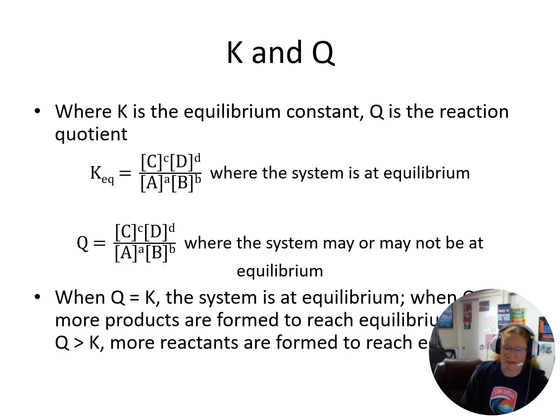Now we can look at what is called Q. Q versus K. Q looks exactly the same as K. It's the same products over reactants ratio. If I can get a snapshot of the concentrations of everything at any point along the way during the reaction, I can calculate Q. If I then compare Q and K, if Q is equal to K, we're at equilibrium. If Q is less than K, then we are going to be making product. If Q is greater than K, we'll be making more reactants.